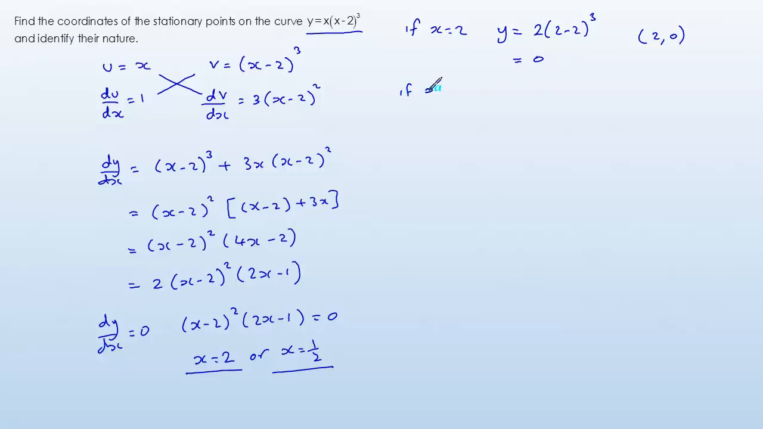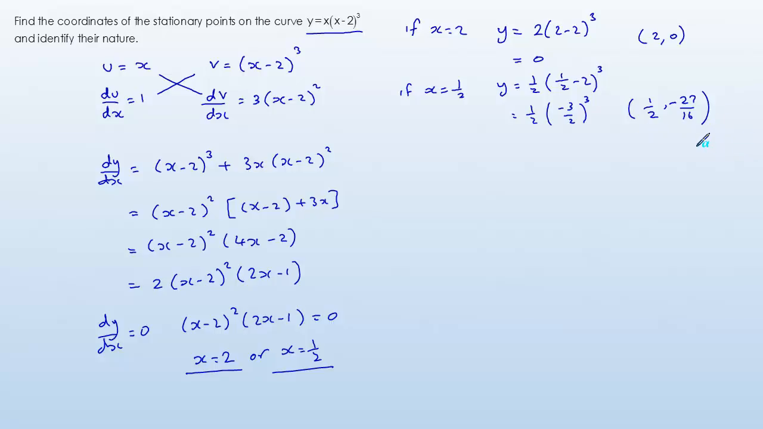And if x is equal to a half, y is going to be a half times (a half minus 2) cubed. So that's a half times (−3/2) cubed. So that's going to be −27/8, and with this 2 here, that would be −27/16. So those are our coordinates.